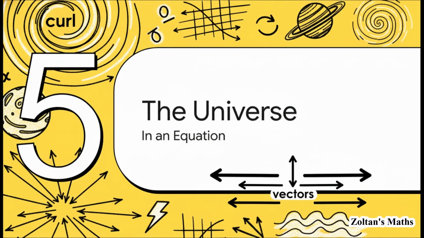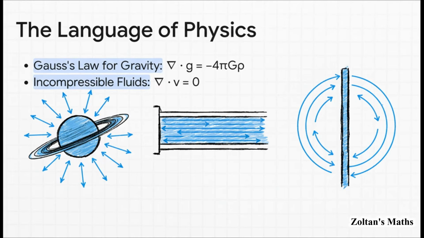So why should you care about any of this? What's the big payoff? It's this mathematical language we've been learning. Vectors, divergence, curl, these big theorems. This is precisely the language we need to write down the fundamental laws of our universe. I mean, just look at these equations. These aren't textbook examples. These are the laws of nature, written in the language we just learned.